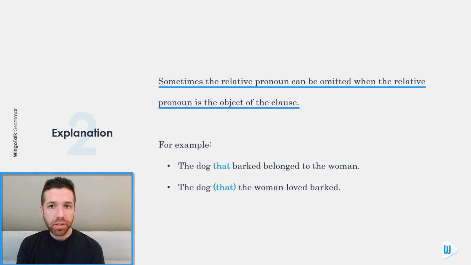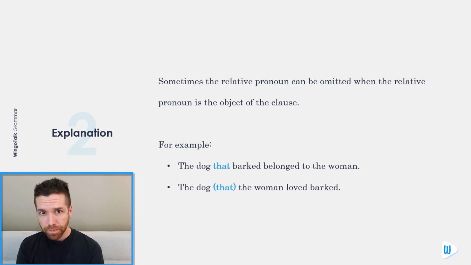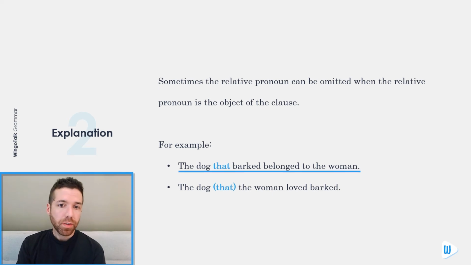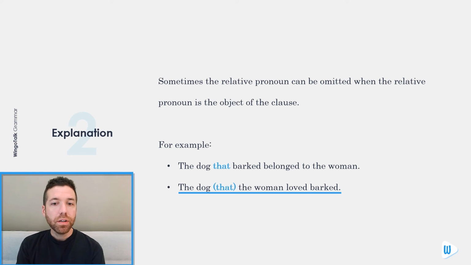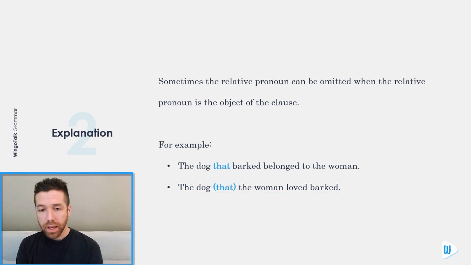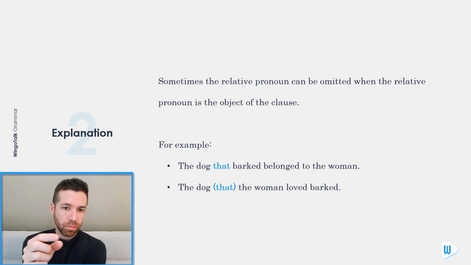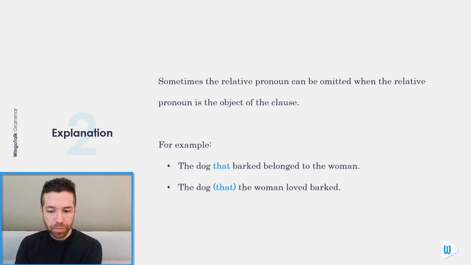Sometimes the relative pronoun can be omitted when the relative pronoun is the object of the clause. For example, the dog that barked belonged to the woman. The dog that the woman loved barked. So in that last one, we can remove or omit the word that. The dog the woman loved barked. So the dog is loved by the woman.